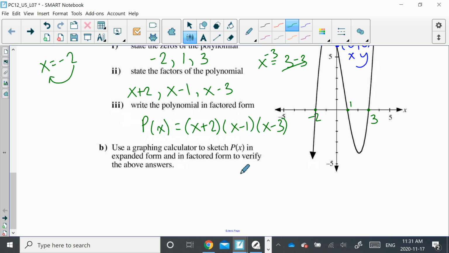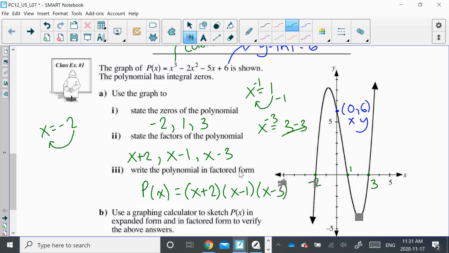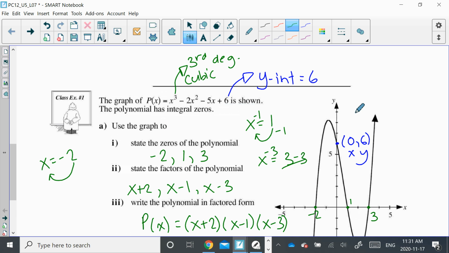So we are able to verify. And remember, factored form, expanded form shows us the y-intercept of the graph. There's one more class example that we're going to do, and then I will give you your homework for this lesson.